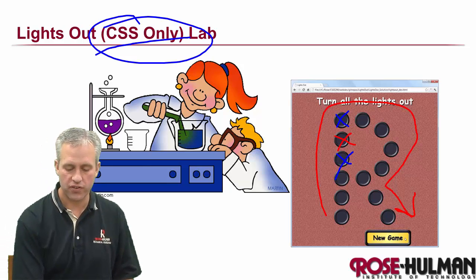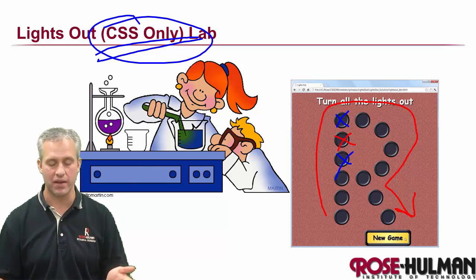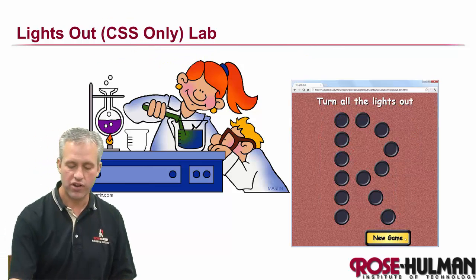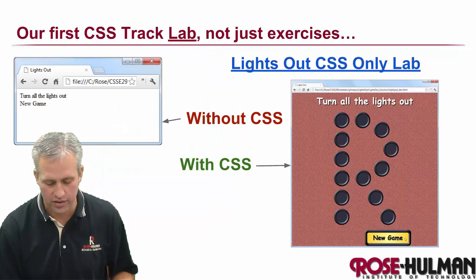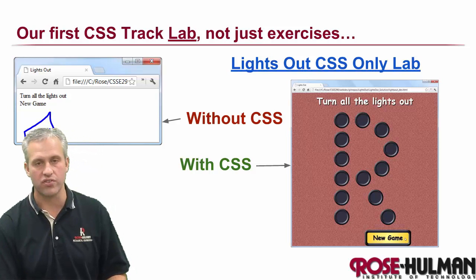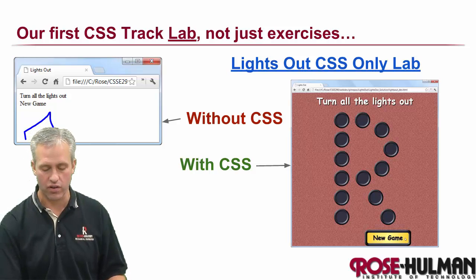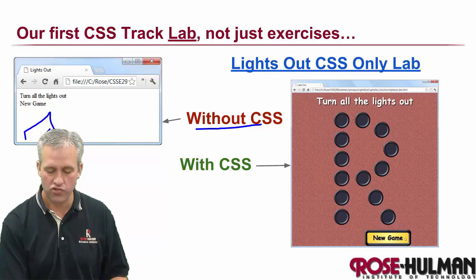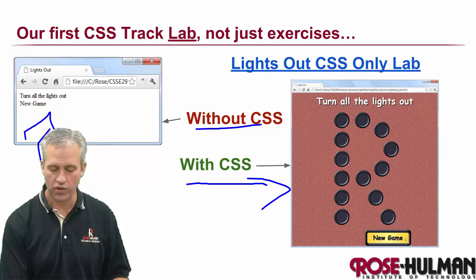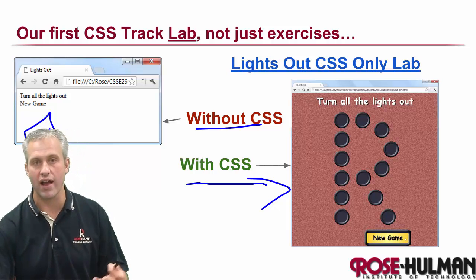This lab is specifically the CSS only, right? So the style. So we're not going to write into the JavaScript to make the actual game. We're just going to try to make this page look all pretty. So your challenge, if you go look at the information, is to take it from this screen right here, which is just very, very plain, right? So it says, turn all the lights out, new game. That's literally all it says. And then if you change no HTML at all, the only thing you change is CSS, you're going to turn it into this page right here. Let's go ahead and take a look at it so you know what you're trying to do.